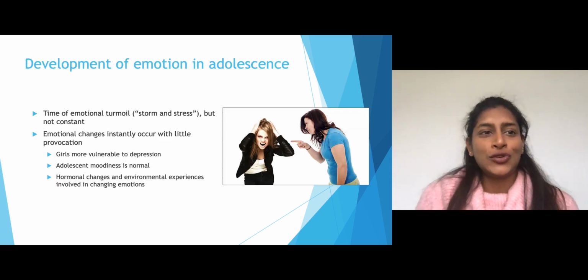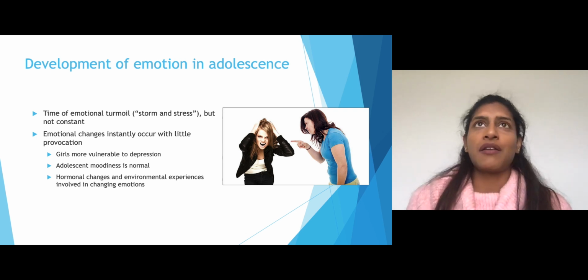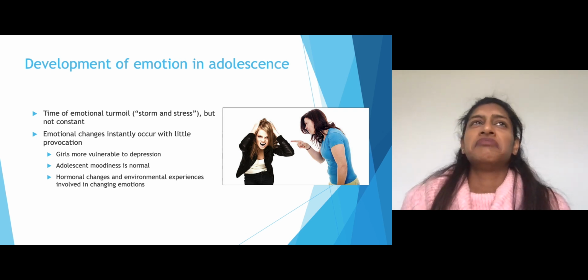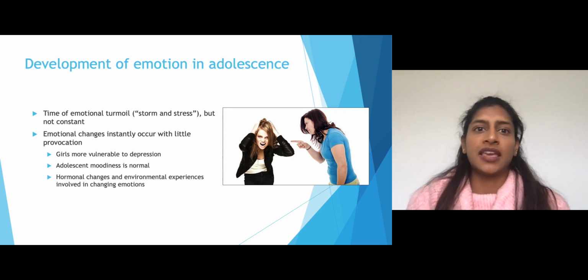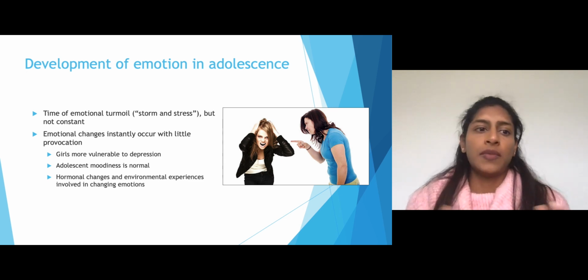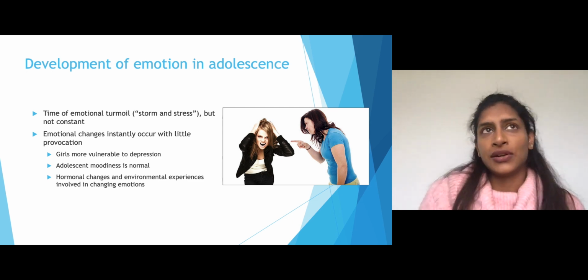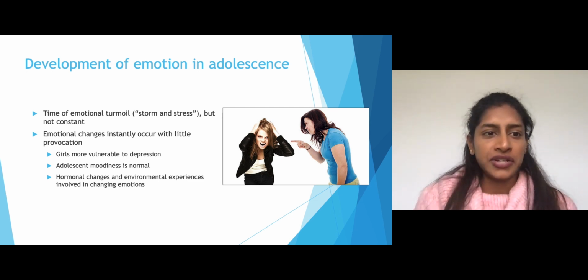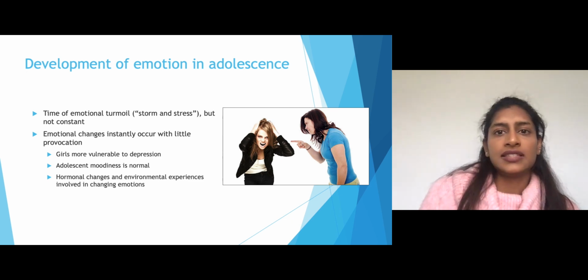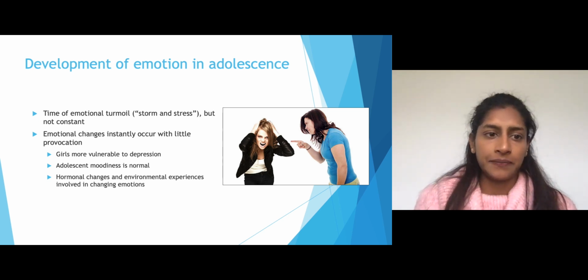Moving into adolescence, thinking about our emotions, adolescence is oftentimes characterized as this time period of storm and stress. It's important to consider that this is definitely a stereotype, and even if there is this up and down in emotion, it's not constant.